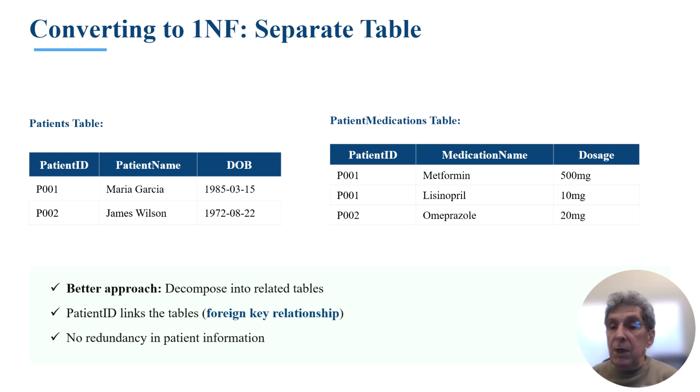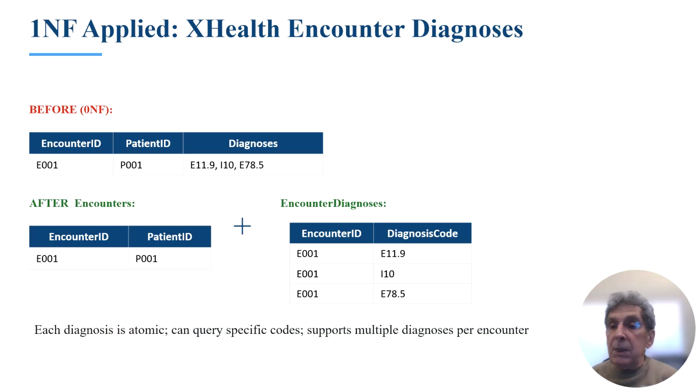The medications table can grow independently. Add as many medications as needed without affecting the patient record. We can add medication-specific attributes like start date, end date, prescriber ID to the medications table without touching the patient table. This is the preferred approach to achieving first normal form. Decomposition into multiple tables connected by foreign keys is the essence of normalization. Let's look at another common healthcare scenario, encounter diagnoses.